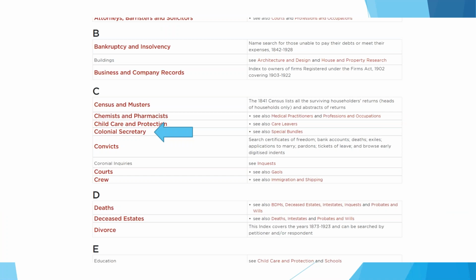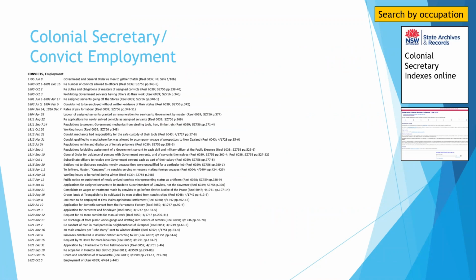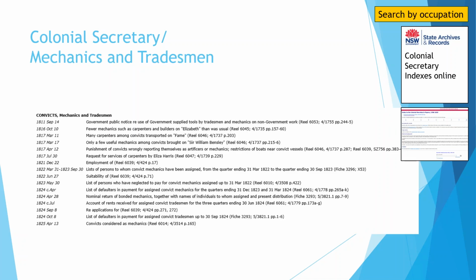Always look in Colonial Secretary. And in Colonial Secretary, we can see reference to employment in the convicts, under convicts, convict employment there. And for those of you who are interested in convict employment and assignments, this is one place to look. We also have mechanics and tradesmen listed as well. On the right-hand side, you can see I found that in the Colonial Secretary's Index online.